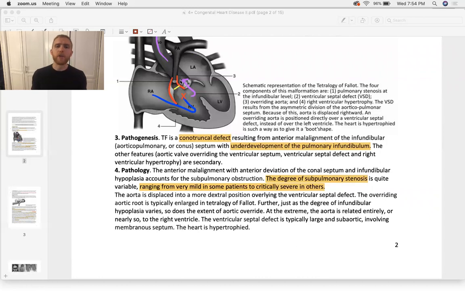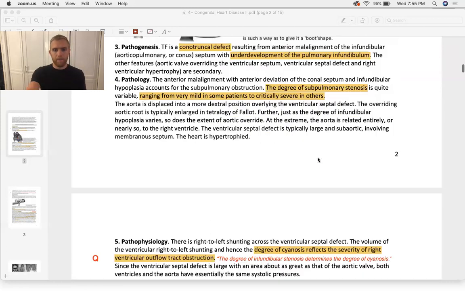And the degree of stenosis, or the width of this yellow line right here, is going to determine the amount of blood that the right ventricle can pump into the pulmonary circuit. And that is going to determine the degree of cyanosis experienced by the patient and the degree of all of their symptoms in general. It's all downstream from the width of the infundibulum.